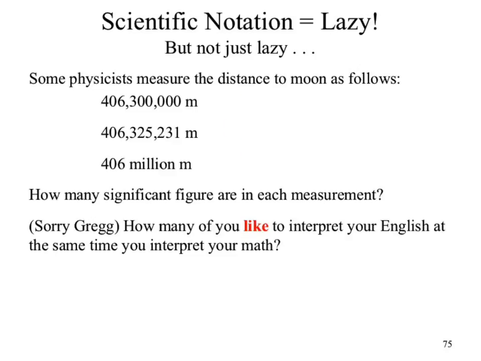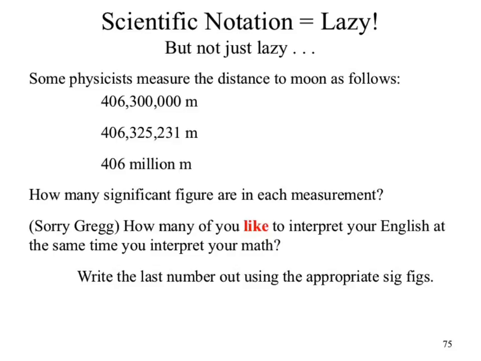With that question, how many of you like to interpret your English at the same time you interpret your math? Anybody? Okay. Notice it says 406 million meters. Okay. Do you really want to interpret the English at the same time you're also dealing with mathematics? Okay. So what we need to do is rewrite that number in a fashion that allows me to get rid of the English and make it just math. Okay. So write out the last number using that same number of significant digits. You are only allowed 3 sigfigs. How can you write it out? I like that. 4.06 times 10 to the, was it 8? 8. Okay.